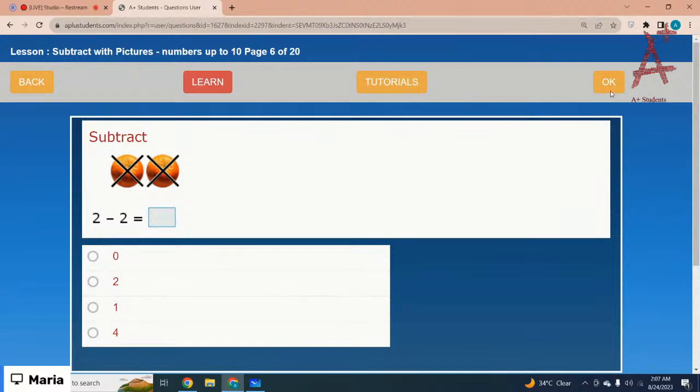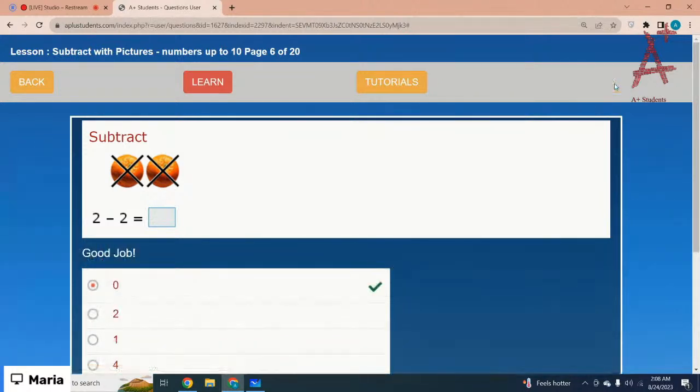Okay, so you have two oranges, and they both are crossed out. How many oranges are you left with? It would be 2 take away 2 equals 0. So the correct option is 0. That means when you start with 2 and take away 2, you are left with 0.